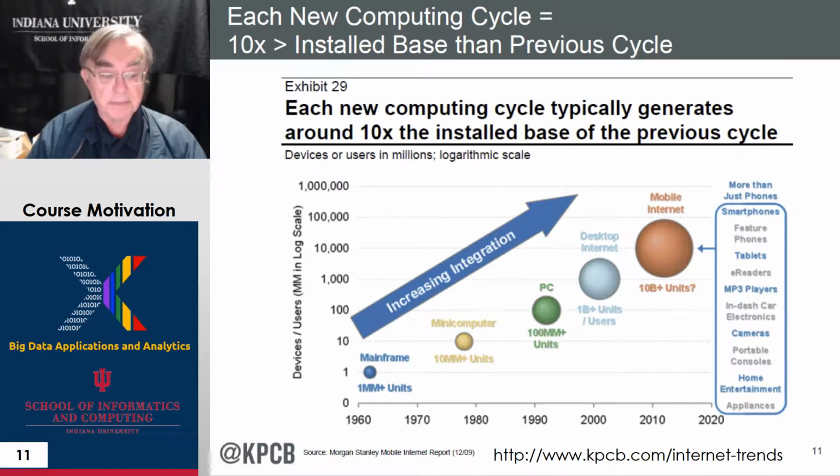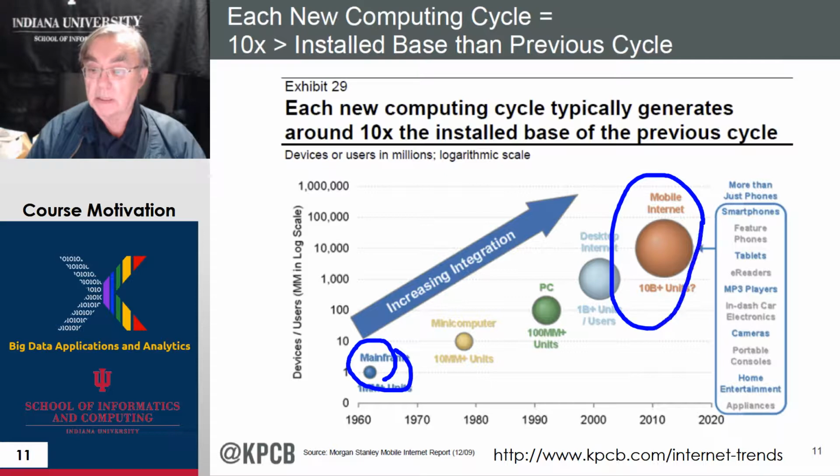Here's a nifty plot on the scale of things that comes from this KBCB. Mika is the name of the lady who gives this talk, a brilliant talk every year. And this points out how every computing cycle, the installed base is 10 times greater than the previous cycle. And you start off with mainframes here. And here we have mobile internet. And later on, we'll have the Internet of Things. And we have desktop internet. Remember, desktop and PCs are declining.